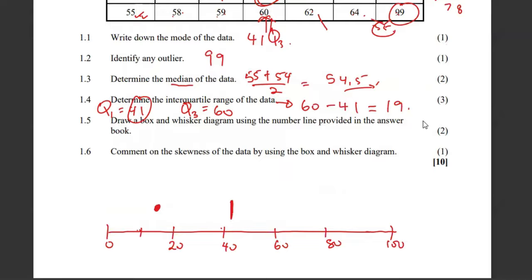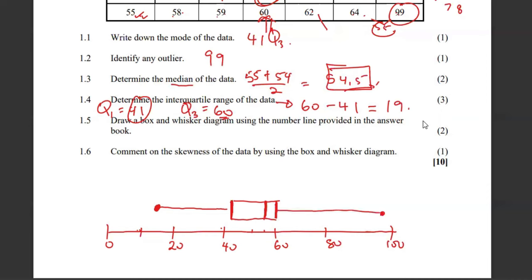And then our Q2 we found was 54,5. That is a 40, this is a 50, so roughly in the middle, somewhere there. And then the Q3, we said it is a 60. And then 99, which is somewhere there. So that is how my box and whisker would look.